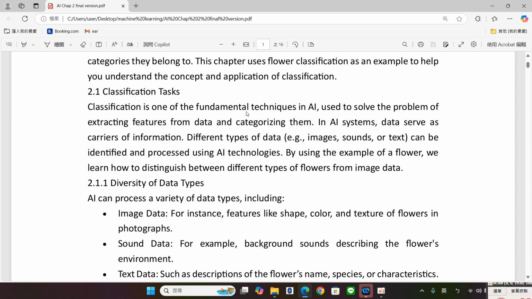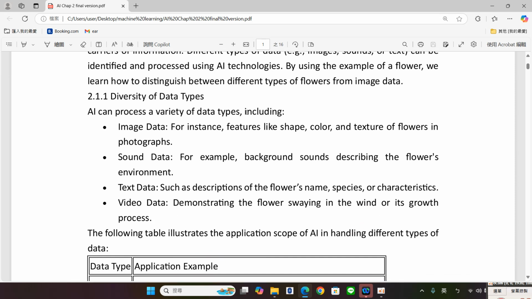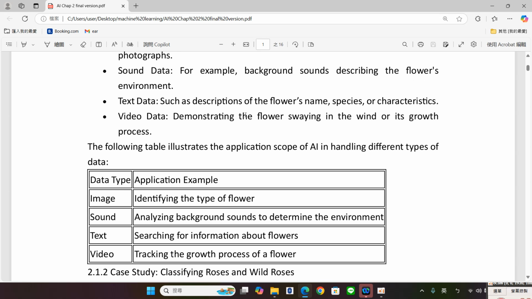2.1.1 Diversity of data types. AI can process a variety of data types, including image data, for instance features like shape, color, and texture of flowers in photographs. Sound data, for example background sound describing the flower's environment. Text data, such as descriptions of the flower's name, species, or characteristics. Video data demonstrating the flower swaying in the wind or its growth process.